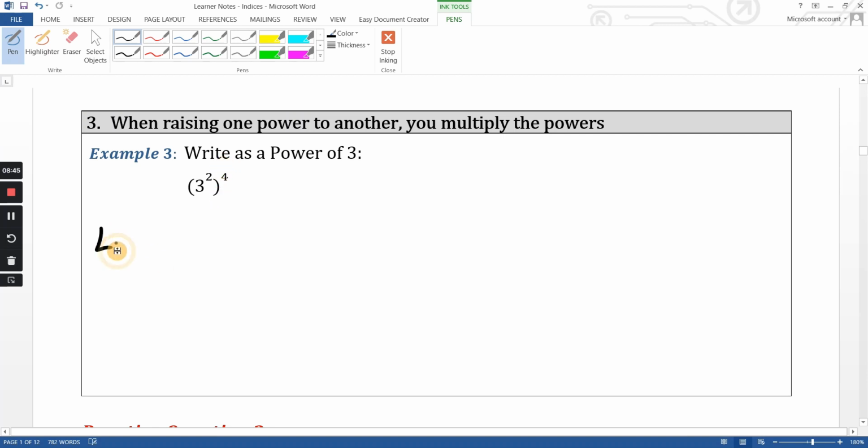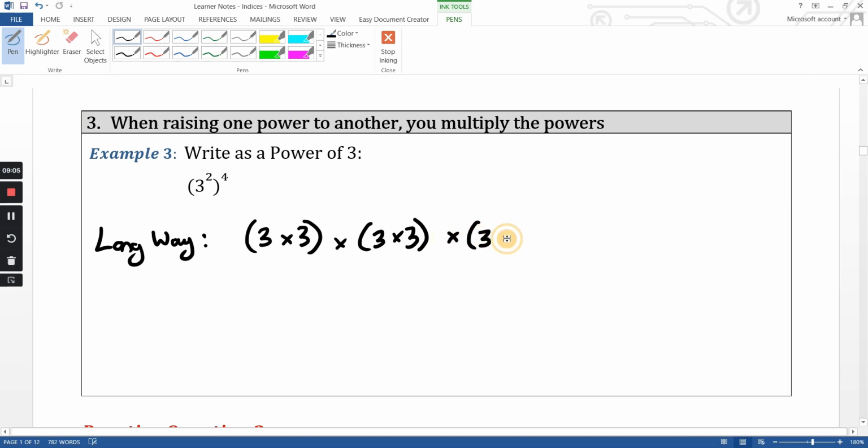Again, let me show you the long way and the reason why you multiply. So 3 squared means 3 times 3. That's the same as in the brackets. And I've got 4 lots of these because I've got power 4. So I've got another one of these, another one of these, and another one of these. How many is that? So I've got 1, 2, 3, 4, 5, 6, 7, 8. So I do have 3 to the power 8.